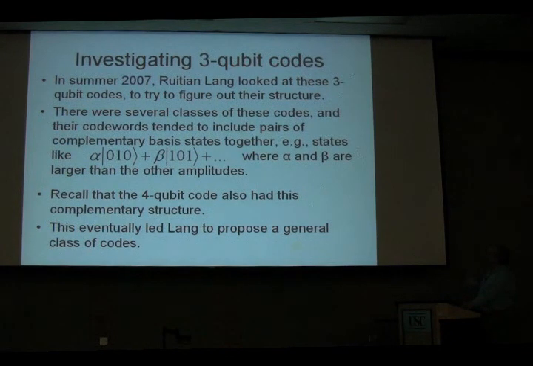But if you look at these classes, they tended to group pairs of complementary basis states together, like alpha 010 plus beta 101. And these would be the largest amplitudes, and they'd be larger than the other amplitudes. If you rounded off to make these the amplitudes and everything else zero, you got a code that worked essentially as well. And you recall that the 4-qubit code also had this complementary structure. So this led Lang to propose a much more general class of codes. So what is this?